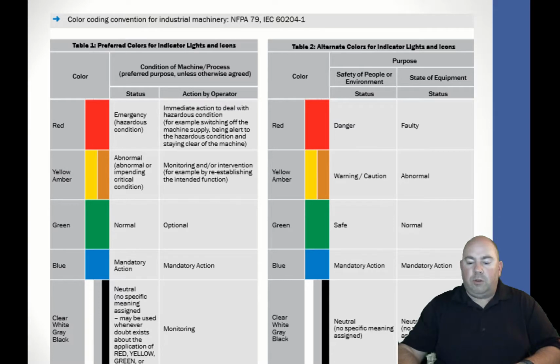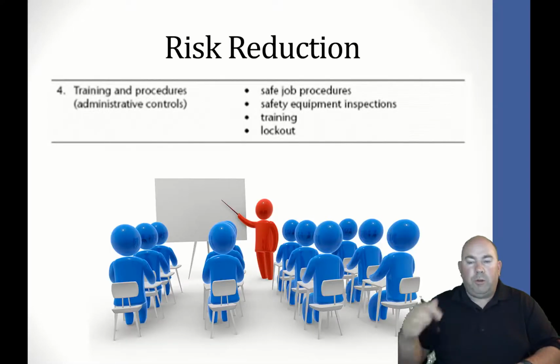This is a code here that shows typical codes for lights, what they mean. Red meaning danger, yellow meaning warning, green meaning safe. Pretty straightforward.